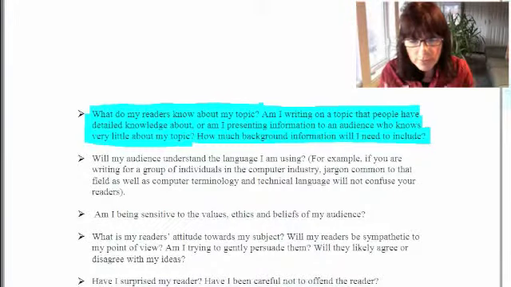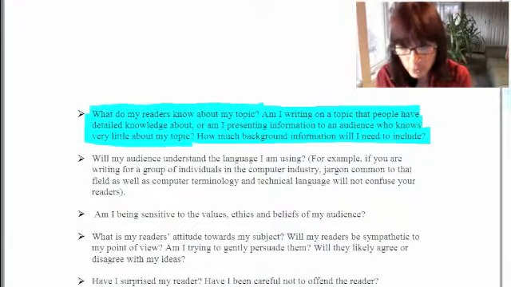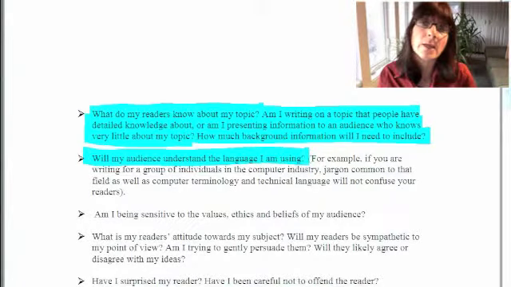If you know that they have quite a bit of background knowledge and information, then you would take a slightly different approach and include details that are a fair bit different than if your audience had no knowledge of your topic. Another thing to consider is, will my audience understand the language that I'm using?